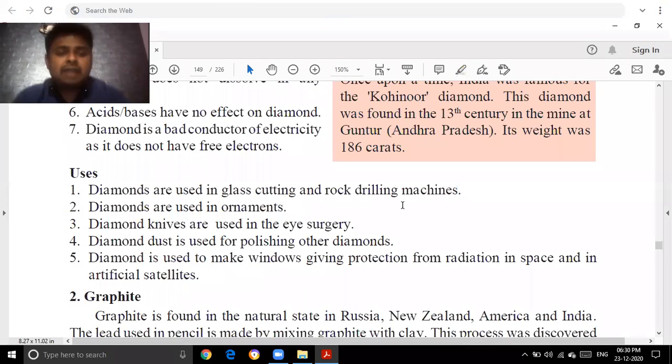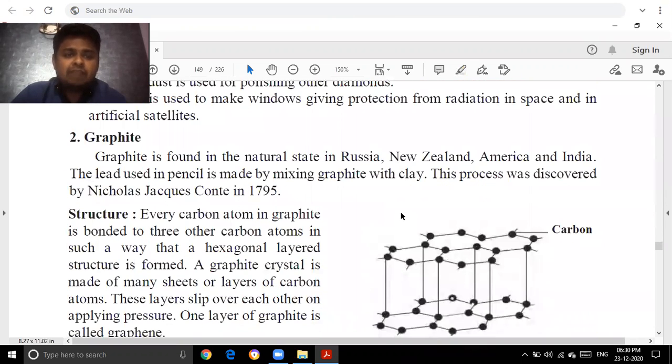now diamond knives are used in eye surgery. Diamond dust is used for polishing other diamonds. Diamond is used for making windows, giving protection from radiation in space and artificial satellites. Now graphite. So graphite is another form of carbon. It is found in Russia, New Zealand, America, India. It is used in pencils mixed with clay, and it was discovered by Nicholas Fontaine in 1795.